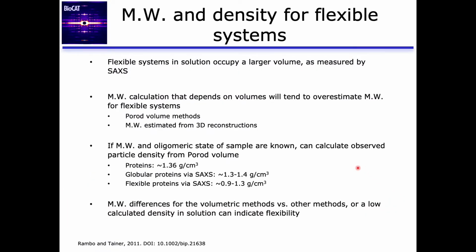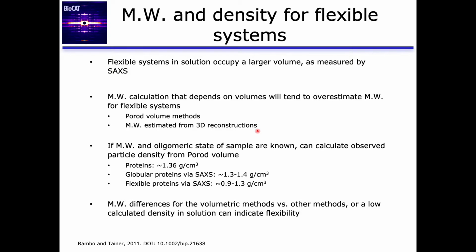So in addition to these effects on the scattering profile and the P of R function, there's also an effect on the calculated molecular weight. Flexible systems in solution occupy a larger volume as measured by SAXS. Each individual conformation, of course, occupies the volume of the protein, but SAXS measures all the possible conformations in solution, and so to our probe, at least, it looks like this protein, when it's flexible, is occupying a larger volume, the space of where all the conformations are, rather than just the space of a single conformation. And this means that molecular weight calculations that depend on volumes will tend to overestimate the molecular weight for flexible systems. This includes Porod volume methods and the molecular weight estimated from 3D reconstructions.